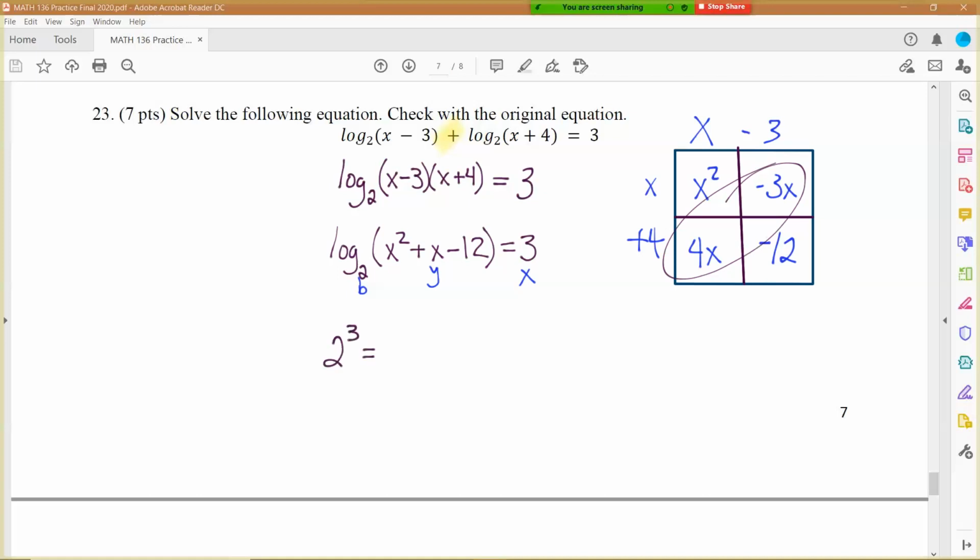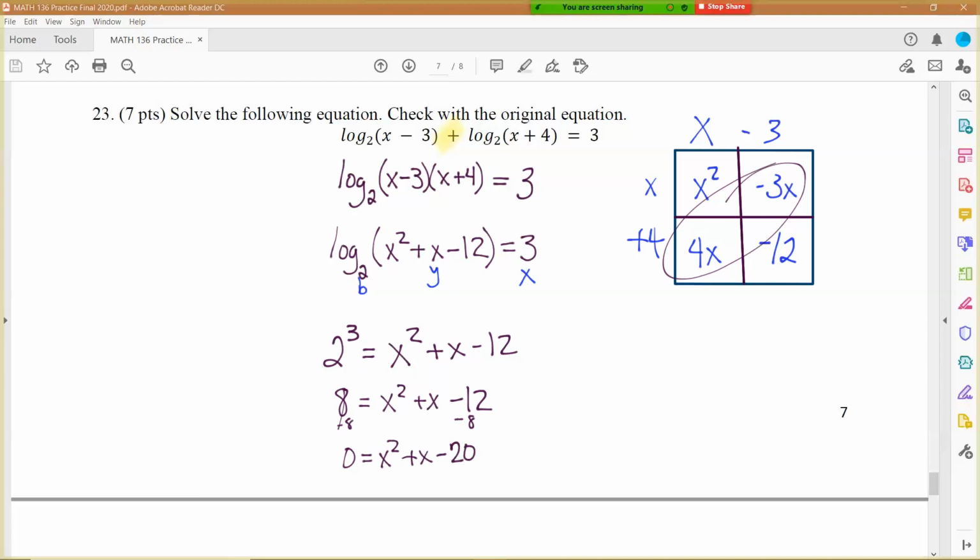So 2 to the third equals that whole set of parentheses, x squared plus x minus 12. The whole set of parentheses gets brought down. So now we have 2 to the third power equals a quadratic. What is 2 to the third power? 8. 2 to the third power means 2 times 2 times 2. So really we have 8 equals x squared plus x minus 12. Now what do you think I'm going to do? Subtract the 8. So 0 equals x squared plus x minus 20.